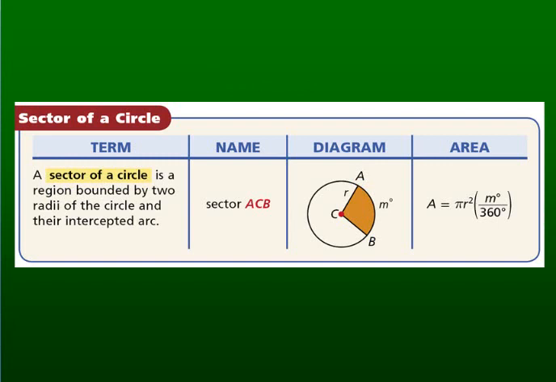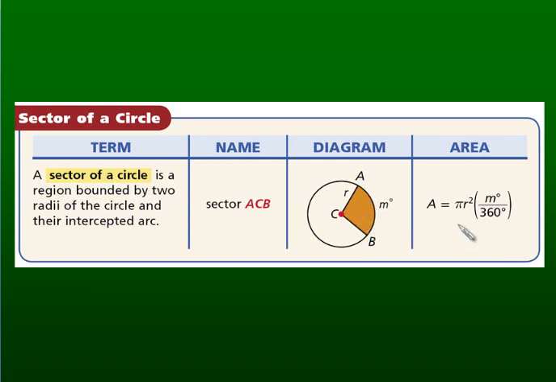A sector of a circle is a region bound by two radii and their intercepted arc. So here, this is the radius, the radii I should say, and this is the arc that's in between those radii. This is the sector of an area.